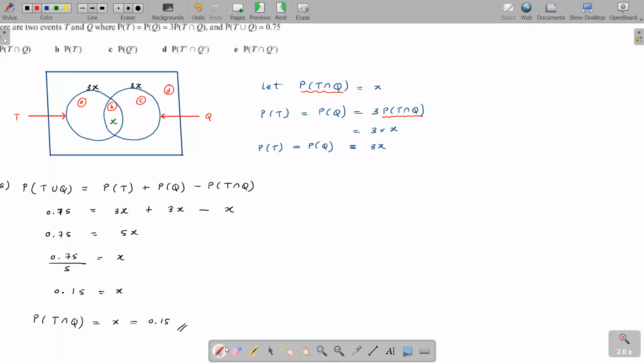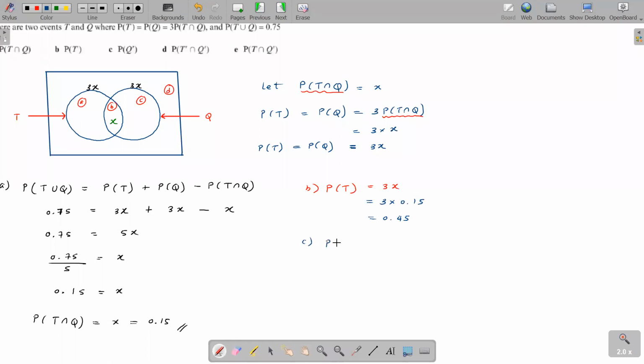All right, guys. So moving on to part B, the probability of T. So guys, what's the probability of T? Probability of T, probability of Q, they are both equal to 3x, right? So multiply 3 times the x probability is 0.15, which is 0.45. So that's the probability of T.